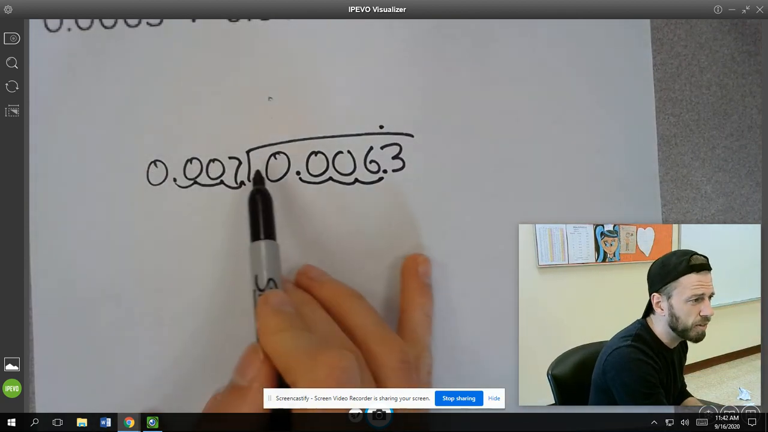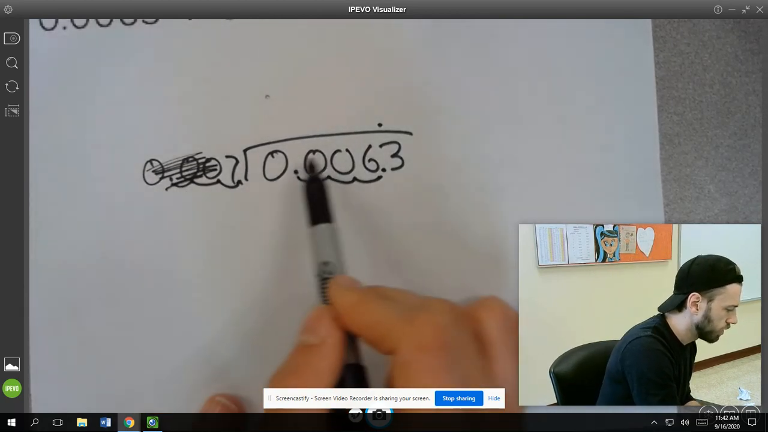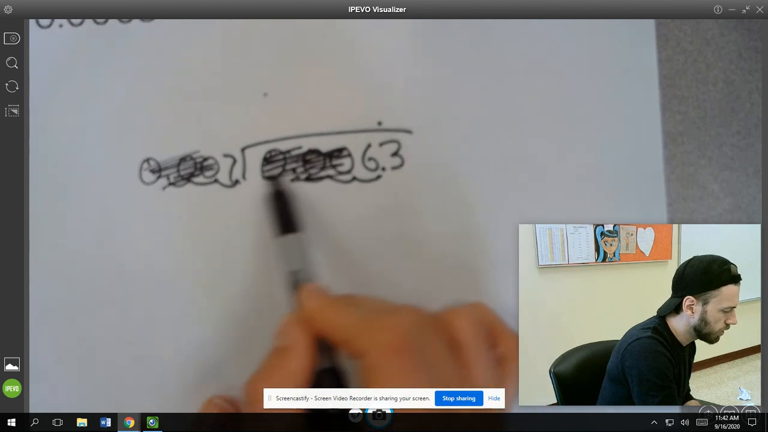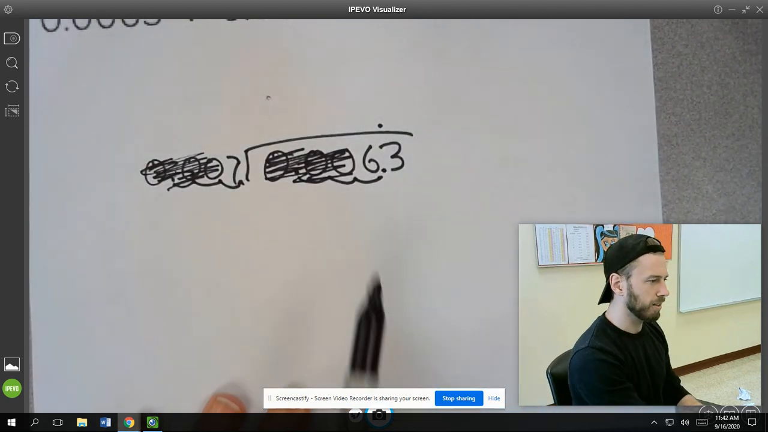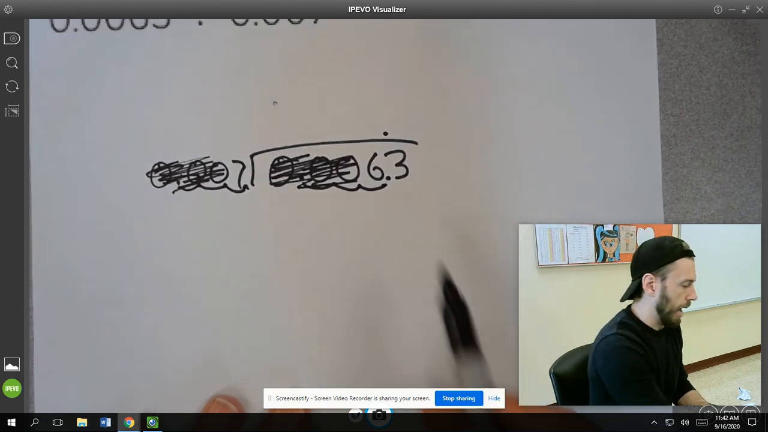Now, even though you have all these zeros and they might get a little bit confusing, let's just pretend none of these zeros exist. See if this makes it look a little better. Oh, now it's just like 6.3 divided by 7. Okay, let's see what I got.